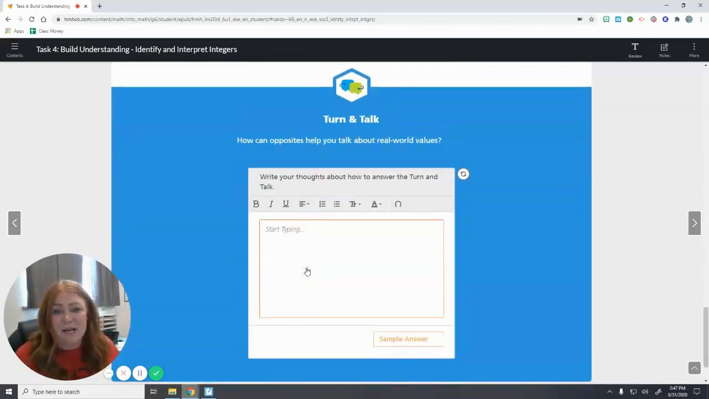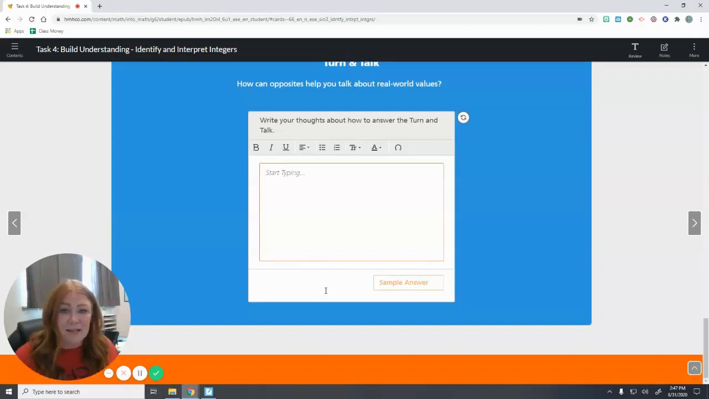Okay, and our last turn and talk is think about when in the real world do you see opposites, or have you used opposites or negative numbers? And tell me about a couple situations that you've actually had to use a negative number. And that is all of our lesson today.